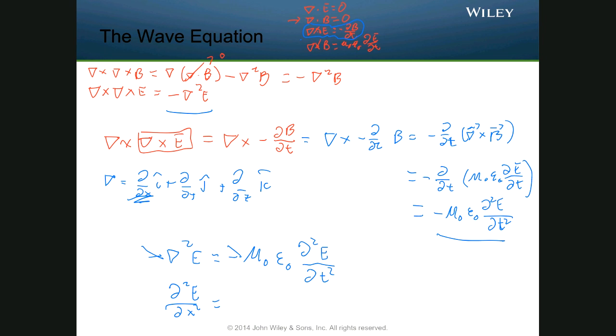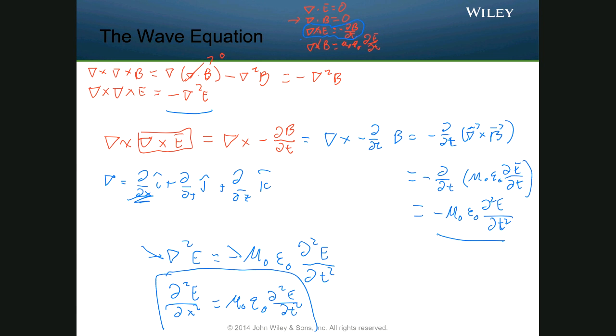equals mu naught epsilon naught times d2E/dt2. The reason we write it like this is because this takes us back to the first chapter almost of the semester, the wave equation. So now we sort of end where we started. And you can do a similar analysis and get a similar result for the B field.